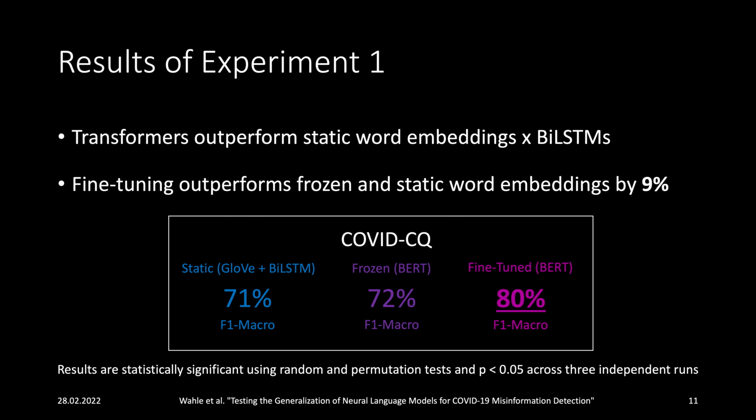Evaluating 7 techniques on the COVID-CQ dataset, we find that fine-tuned transformers provide a significant advantage over their frozen and static counterparts. Transformers achieve up to 80% in F1 macro, which is 9% higher than static and frozen dynamic embeddings. This experiment shows fine-tuning transformers is superior to other methods we tested, which justifies our model choice for further experiments.